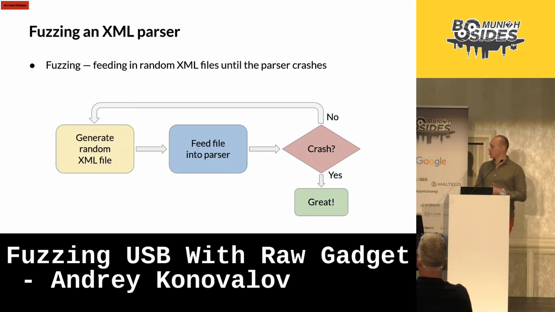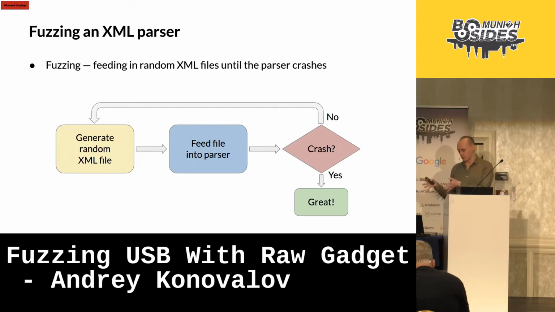So for example, if we have an XML parser, we would be generating random XML files, feeding them into the parser and checking for parser crashes. And at some point, if the parser crashes, then perfect, we actually have found a bug, both a bug and a reproducer for this bug in the form of an XML file.